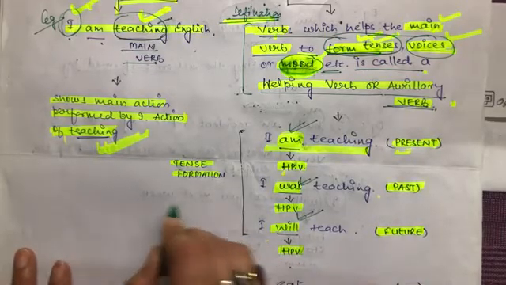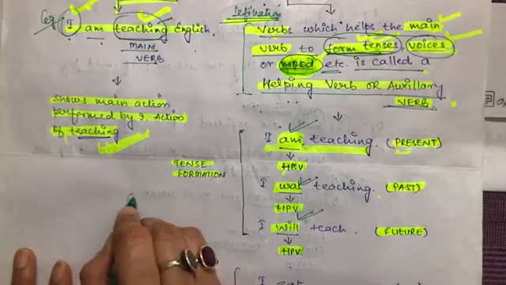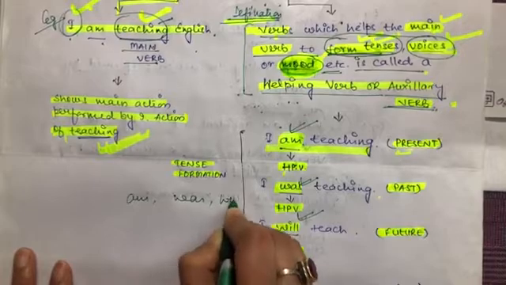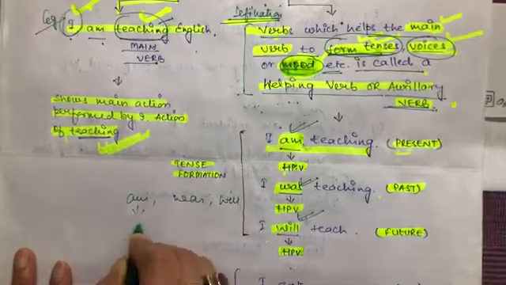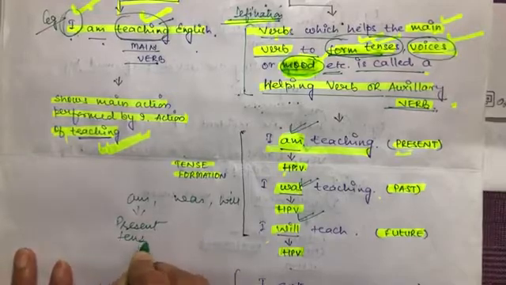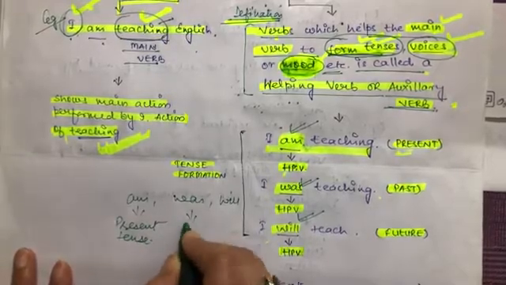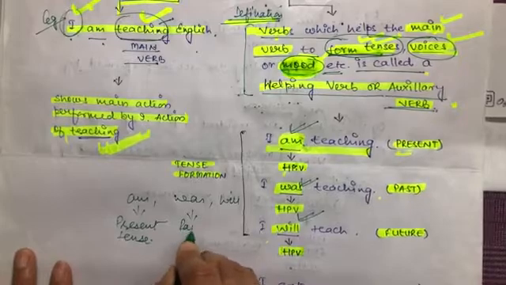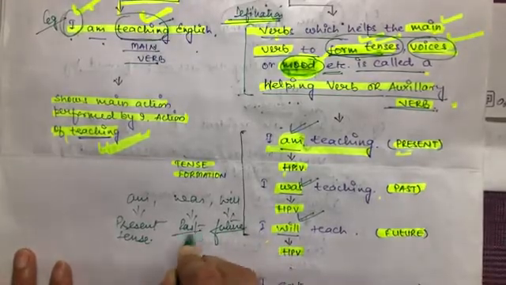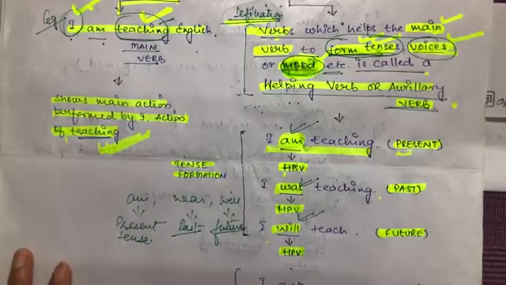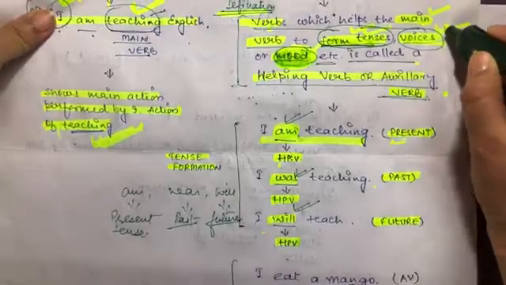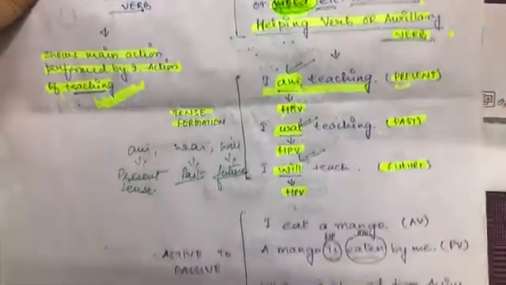So in these sentences, what are the helping verbs? Am, was and will. Am is showing present tense. Was is showing past tense. And will is showing future tense. Clear everyone? Fine. Now let's move further and see how helping verbs help in the formation of voices.